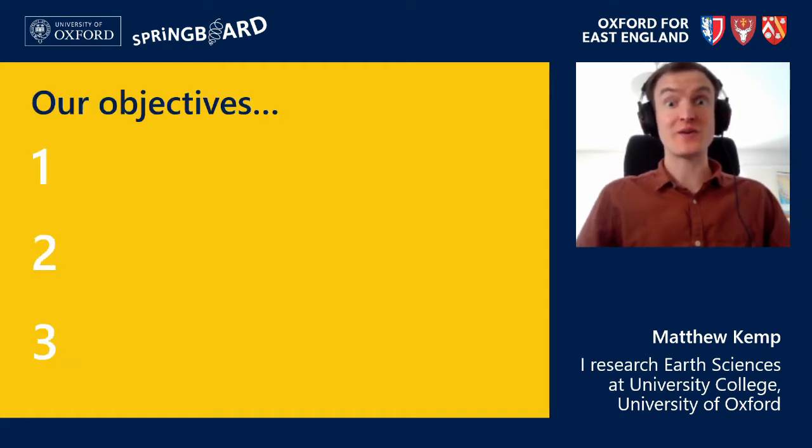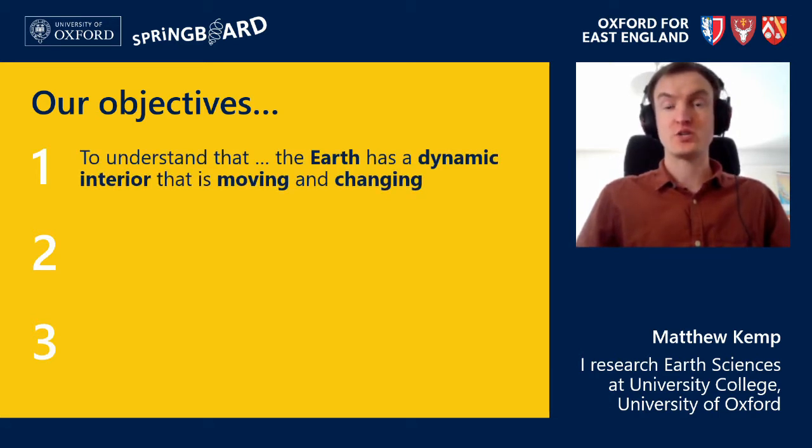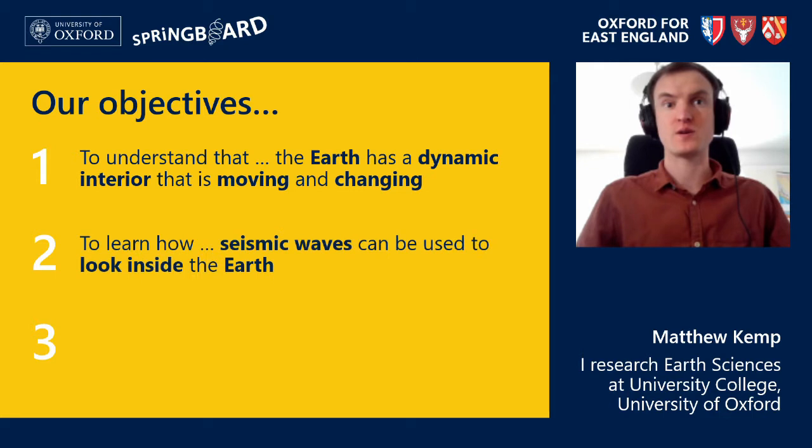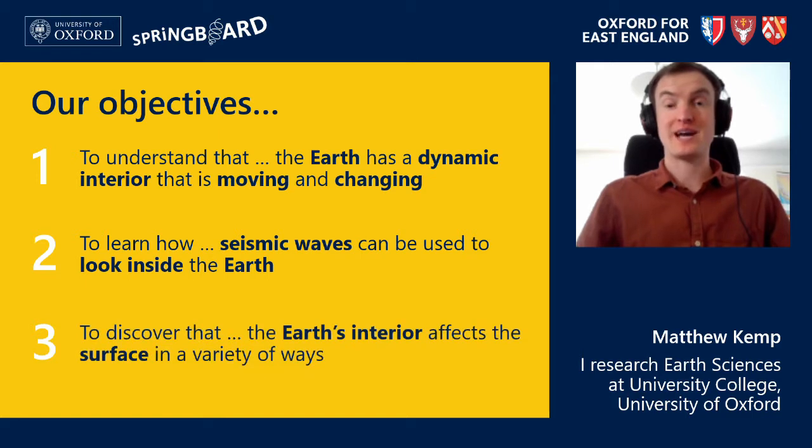In today's video lesson I hope you learn three main things. Our first objective is to understand that the Earth has a dynamic interior and that it's always moving and changing. To learn that seismic waves can be used to look inside of the Earth, and to discover that the Earth's interior affects the surface in a variety of different ways.